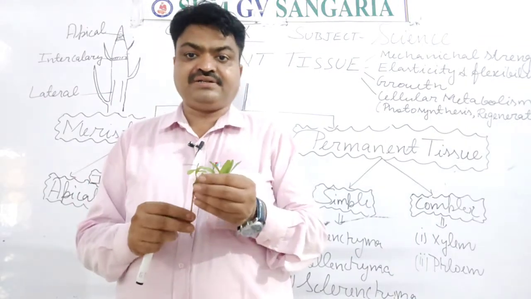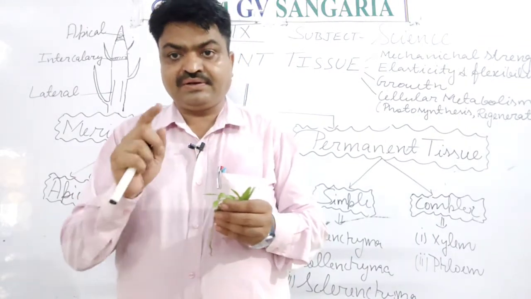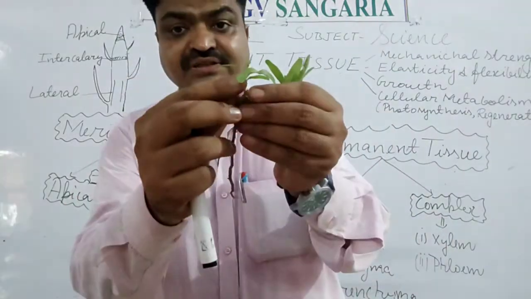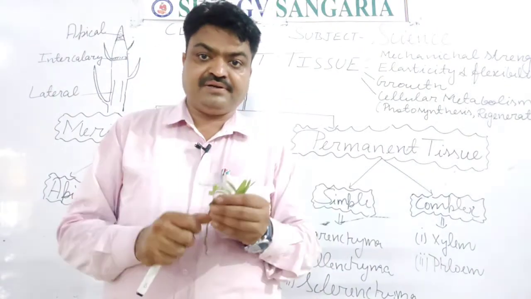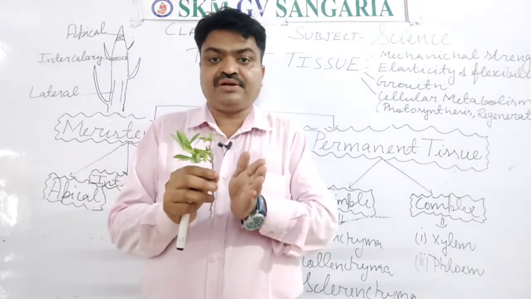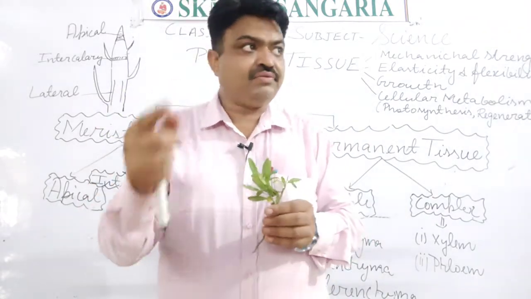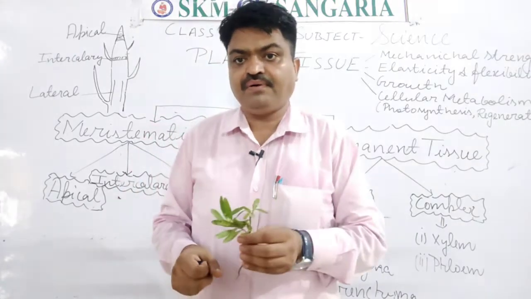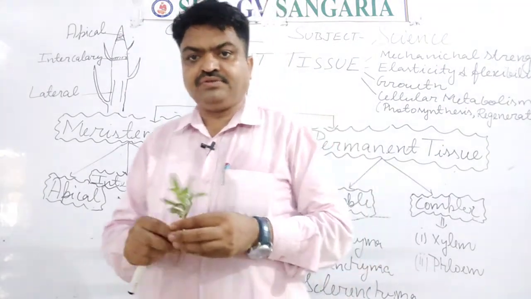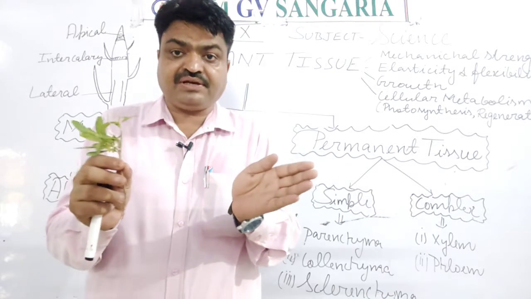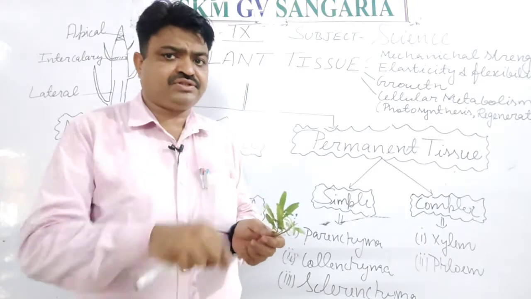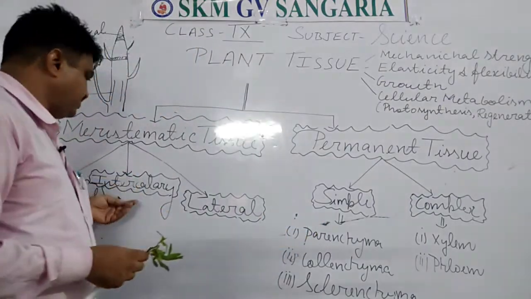Now we come to the next. It is lateral meristematic tissue. Lateral meristematic tissue is found at the side of the parts of the plant from which the plants grow in the breadth, student, in the breadth. Plants grow in the breadth with the help of lateral meristematic tissue, student. As you know, the plant's stem becomes thicker and thicker. It becomes thick due to the growth of which tissue, student? It is lateral meristematic tissue.